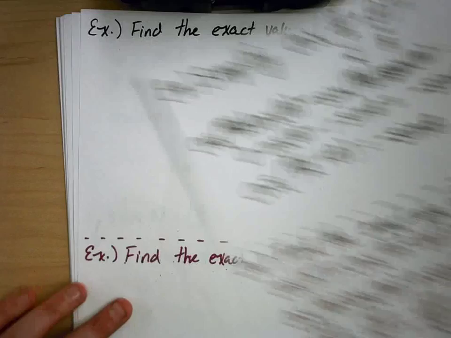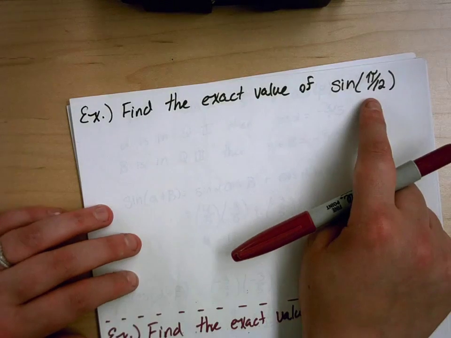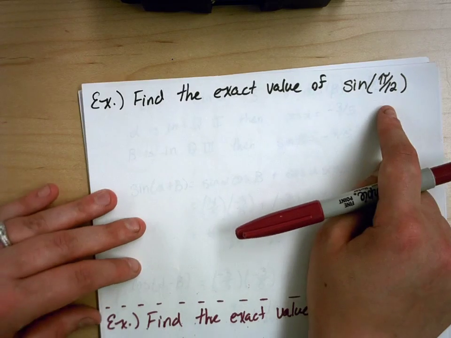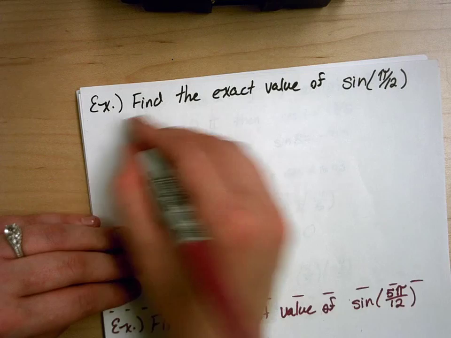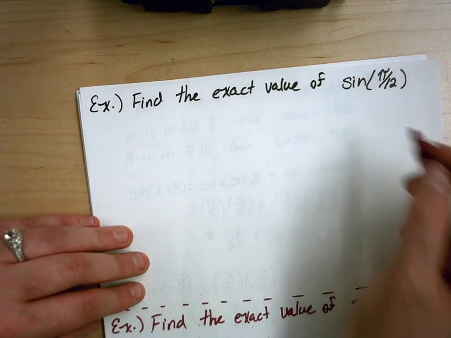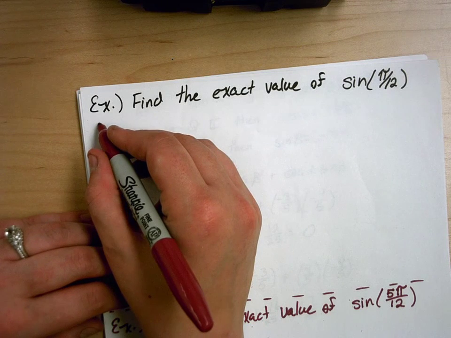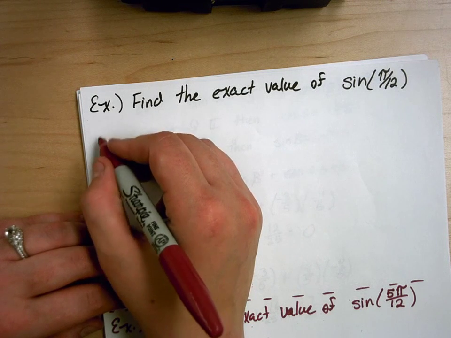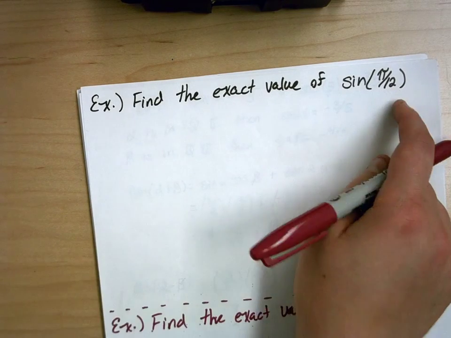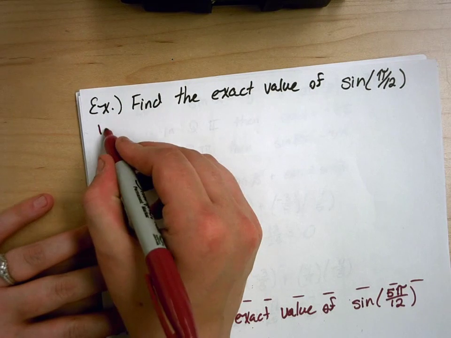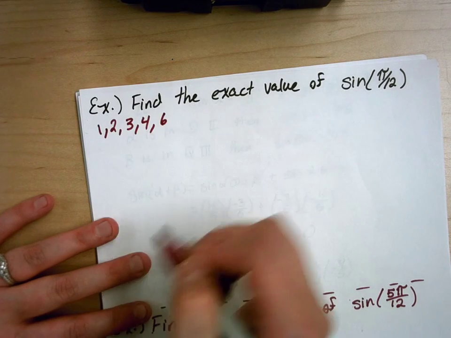Okay, let's do another example. So let's find the exact value of sine of pi over 12. Well, now that we're in radians, this is getting a little tough. So let's try to break down pi over 12. What I would do is break down what I know about factors of 12. So I know that 12 has factors of 1, 2, 3, 4, and 6.